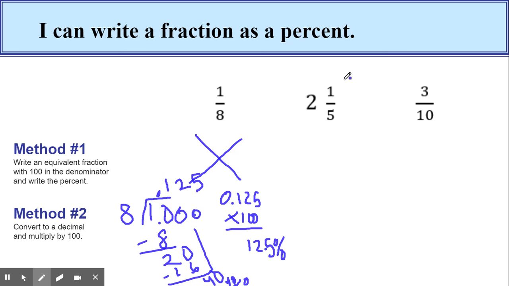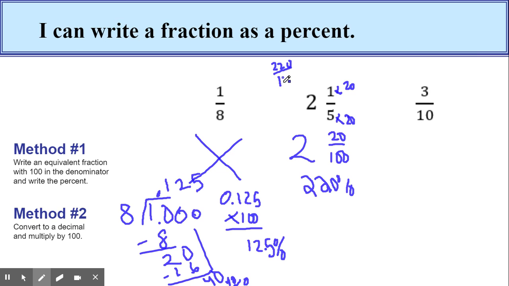Okay, let's try the second one, 2 and 1/5. I'm going to write an equivalent fraction with the denominator of 100. Okay, I can do that for this one. I'm going to change 1/5. I'm going to multiply both the numerator and the denominator by 20. So I would get 2 and 20 over 100. Now, then I'm going to convert this fraction into a percent. And so I would write 220%. Remember, 2 and 20 over 100 means the same as 220 over 100 if I change that to an improper fraction. And sure enough, I get 220%.